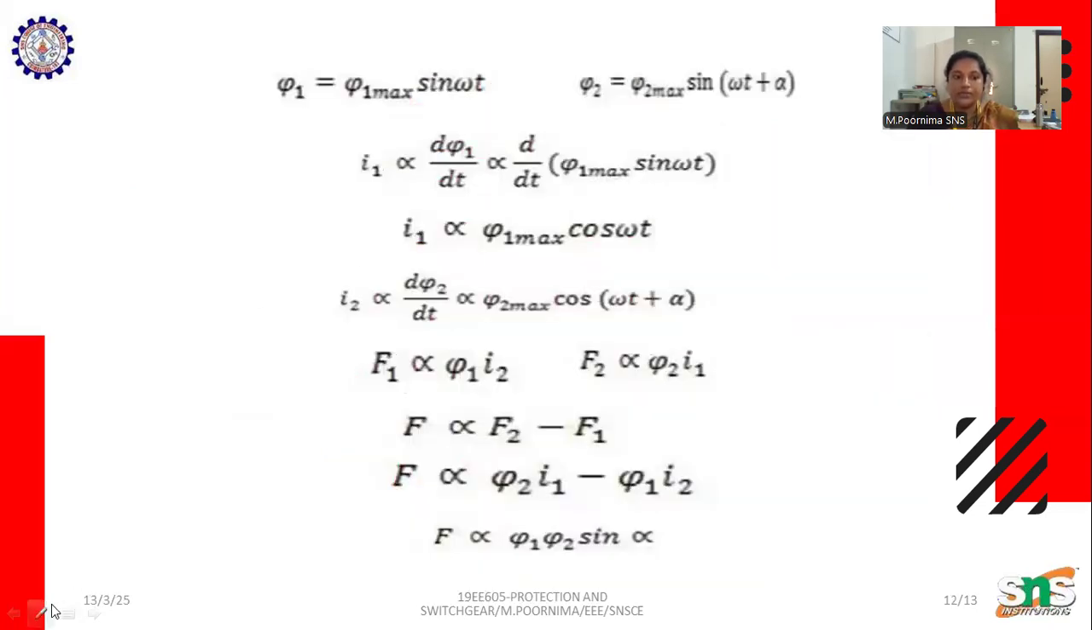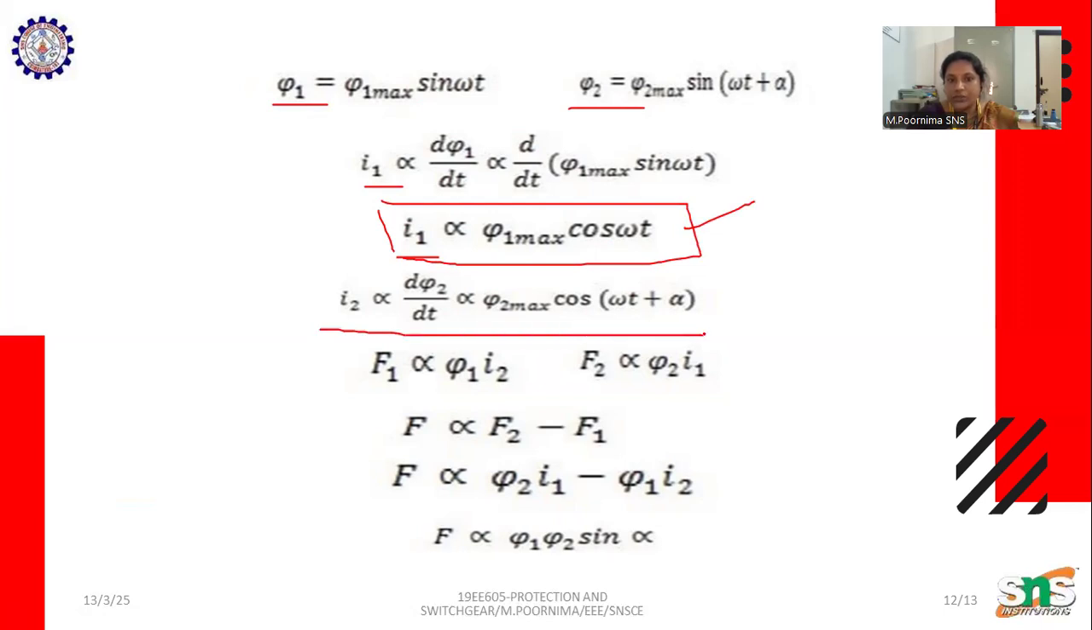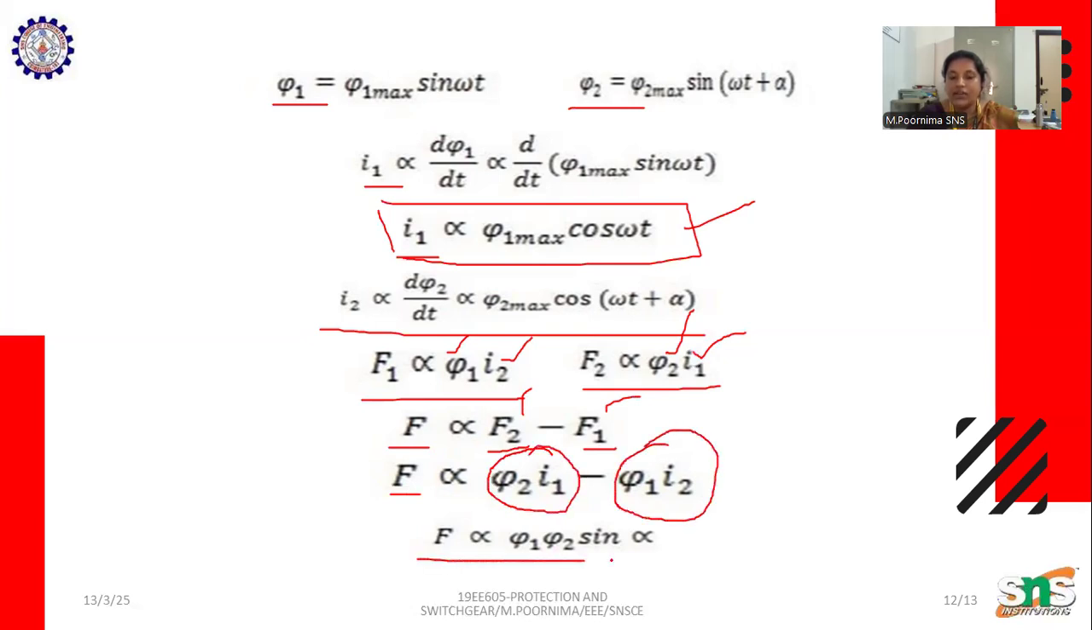Here we can see the flux produced in the first conductor and the flux produced in the second conductor. The current I1 passes in the first conductor and is proportional to the flux produced in the first conductor, and likewise I2. The force in the first conductor is proportional to the flux in the first conductor and the current flowing in the second conductor. The force in the second conductor is proportional to the flux produced in the second conductor and the current produced in the first conductor. The total force is proportional to force 2 minus force 1, the second conductor force minus the first conductor force. We can replace force by flux and current. Finally, the force is proportional to the product of the fluxes into sine theta. This is the final force equation of the induction type relay.